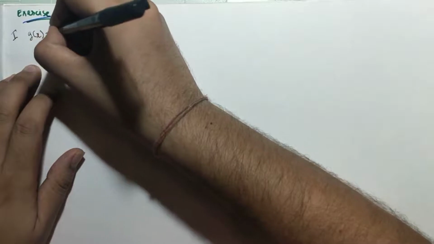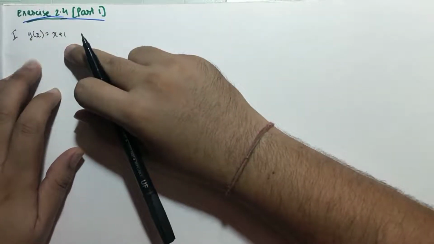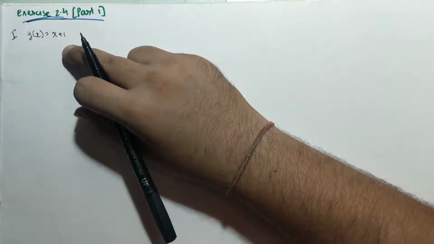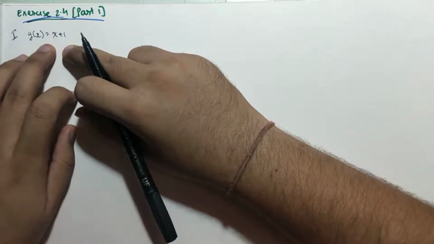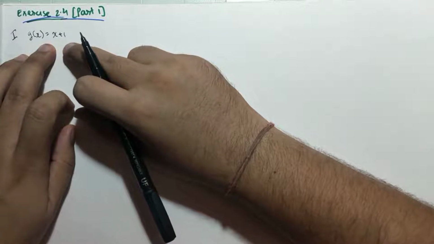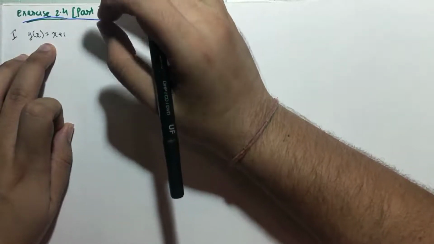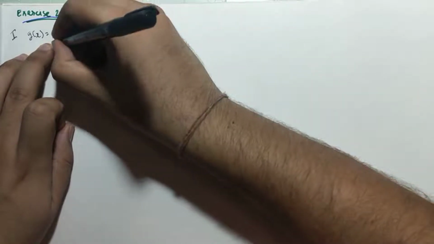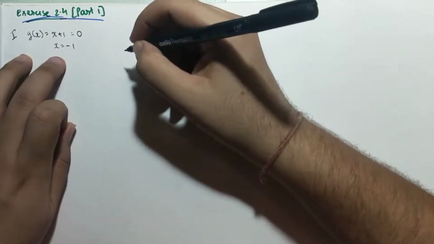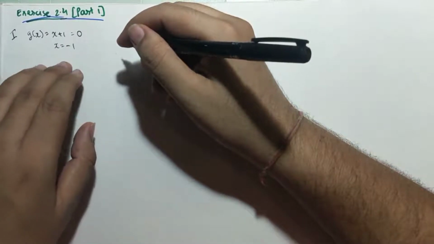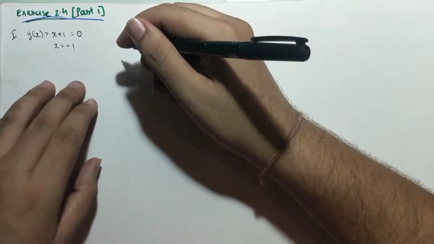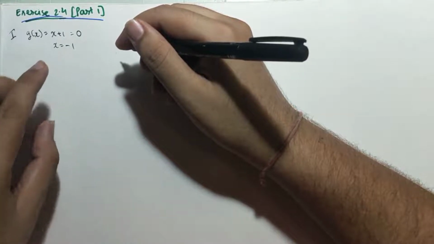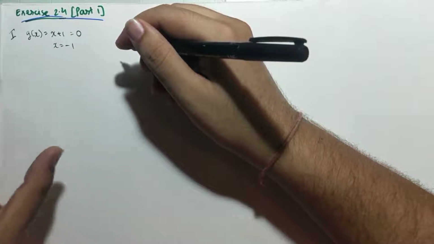So g of x is x plus 1, it is given. This is the only g of x given to us, and 4 polynomials are given to us, and we have to find which polynomial has x plus 1 as a factor. The question is to find whether it's a factor or not. In that case, we will equate it to 0. We'll get the value of x as minus 1. Simply substitute the value of x as minus 1 in all the polynomials. For those polynomials whose answer comes out to be 0, it's a factor. If it doesn't come out to be 0, it's not a factor.